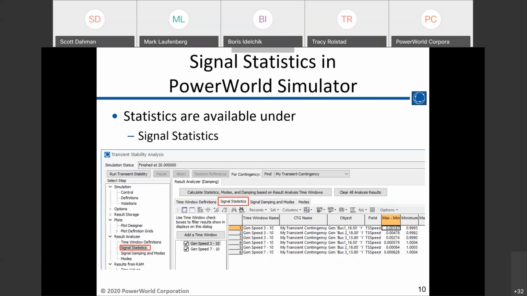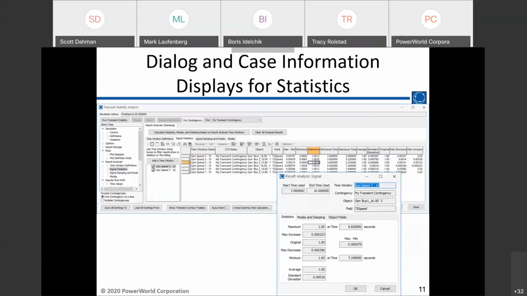It's easy stuff. Inside Simulator, I'll show this in a little bit. You get a table that lists all the signals that you were looking at. So in this example, it's a particular contingency, and I'm monitoring a particular field and object and a set of them, and then it'll give me the mins and maxes and the max minus the min, all this statistical information. And you can click on there's a dialog that brings up, here's the max and min for this particular signal, and the statistics are available there.